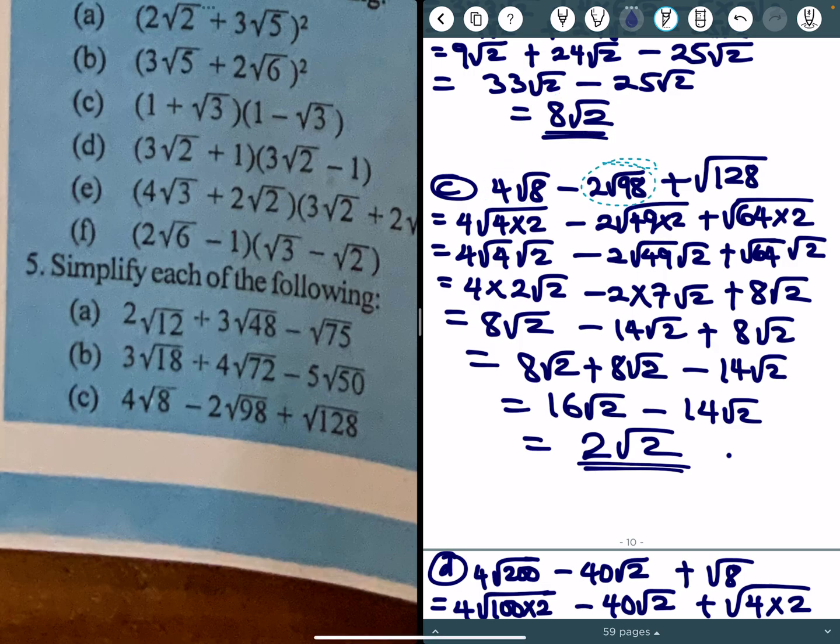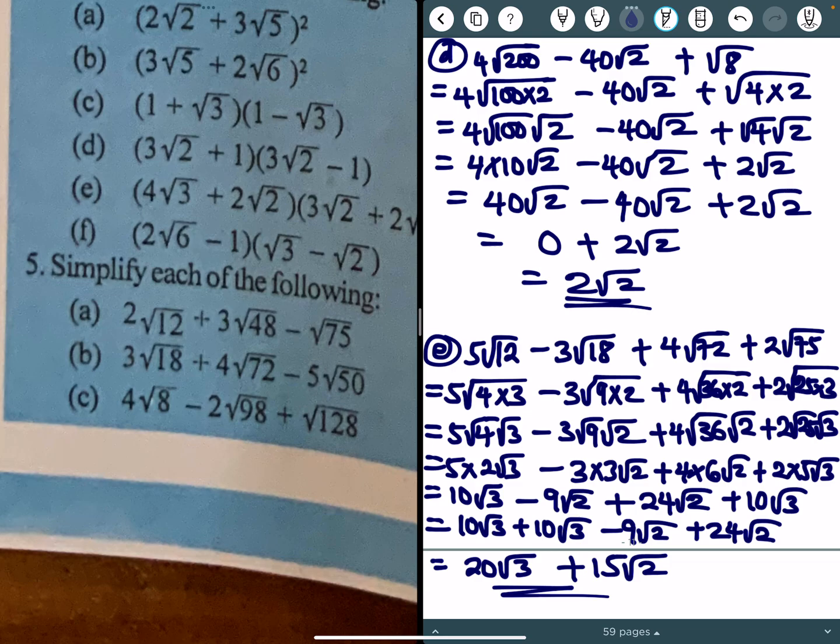4 root 8 minus 2 root 98 plus root 128. So I'm to simplify each one into their basic forms and evaluate what I get. I'll get 8 root 2 plus 8 root 2 minus 14 root 2. That gives me 16 root 2 minus 14 root 2, and that's 2 root 2. Is that clear? Let's go to D.